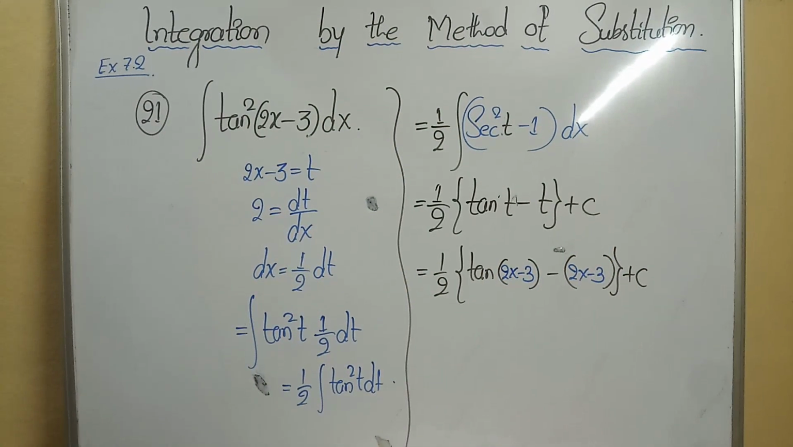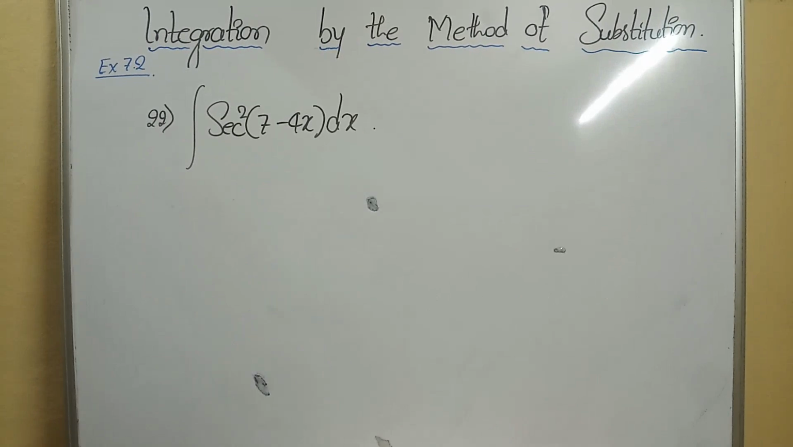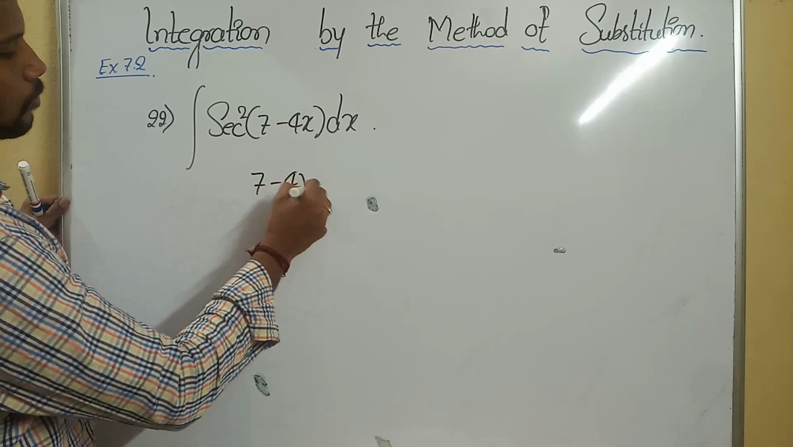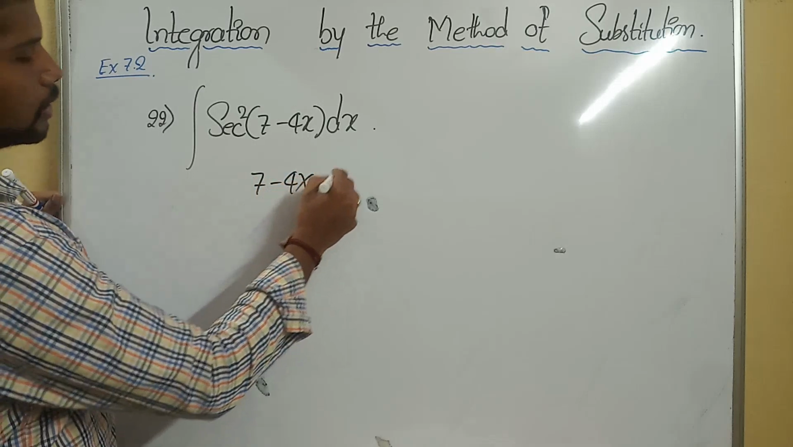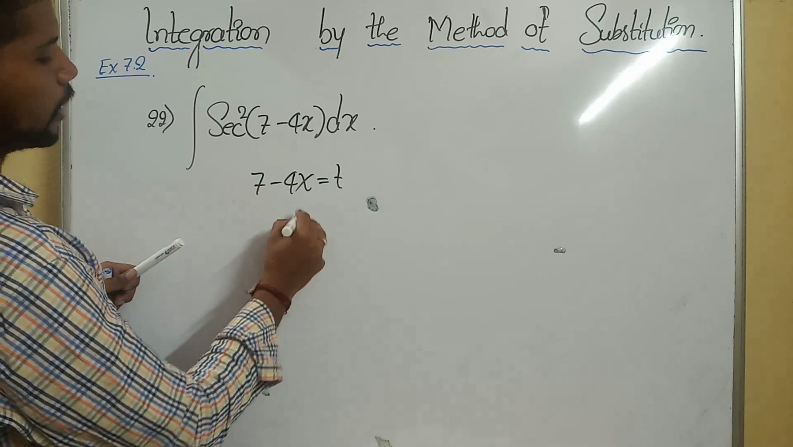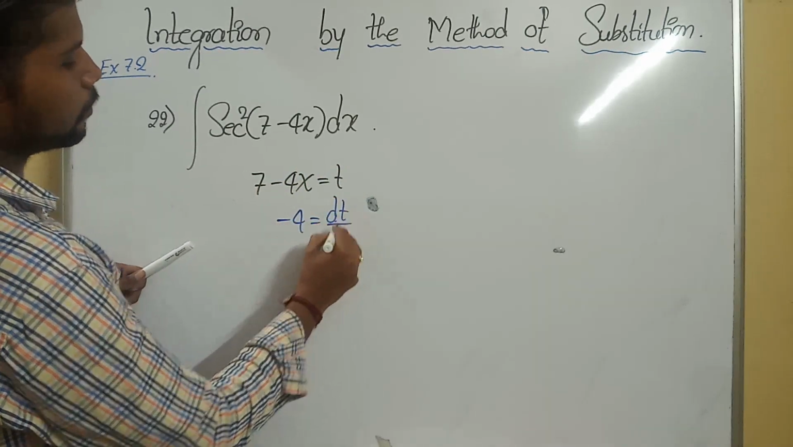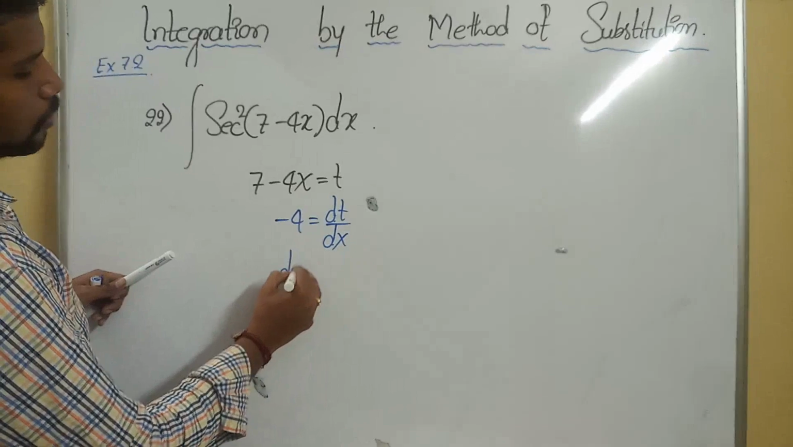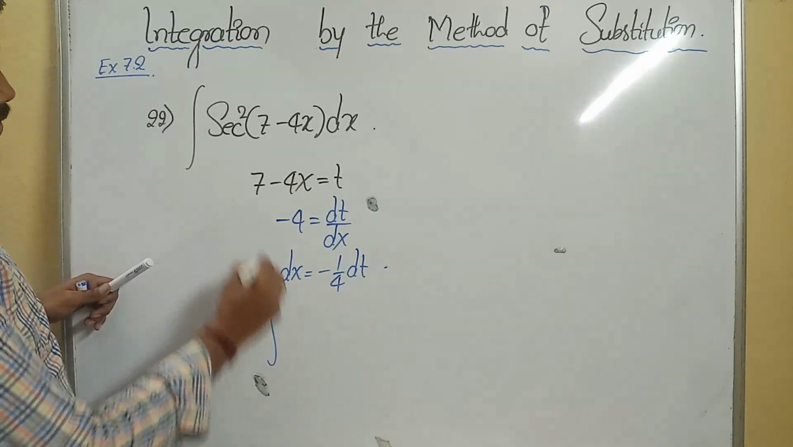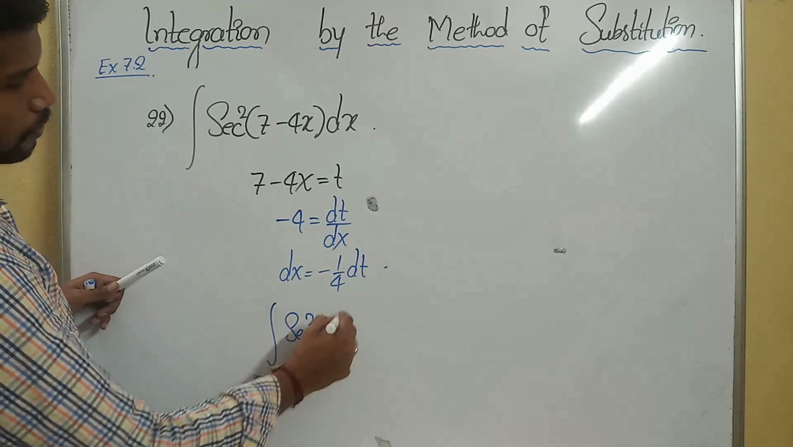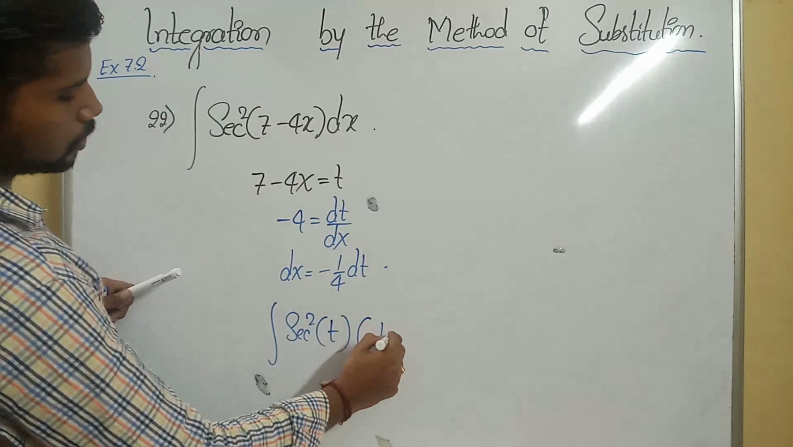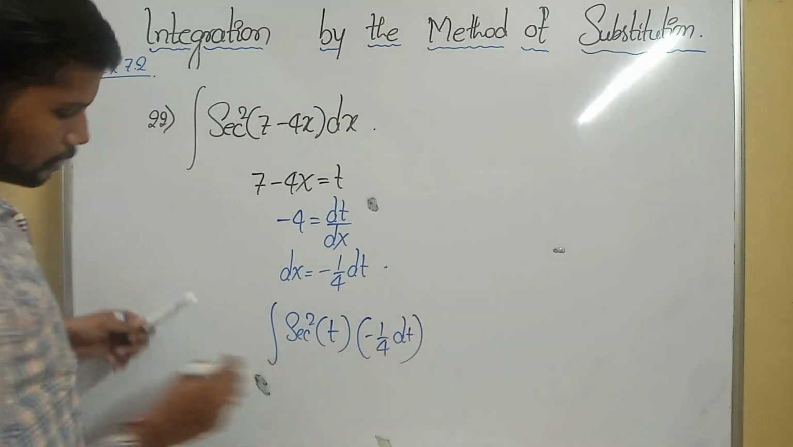Focus for the next question. I need to take a substitution for 7 minus 4x as t. Got it? The derivative of 7 will be 0, and the derivative of minus 4x will be minus 4. The derivative of t will be dt by dx. What is dx equal to? Minus 1 divided by 4 dt. Got it? The integral of secant square of 7 minus 4x as t, dx as minus 1 divided by 4 dt. Got it?